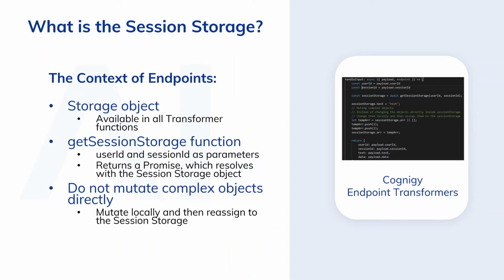The second function that we added is the session storage. And as the name implies, the session storage is a storage object that is available in all transformer functions. The getSessionStorage function uses the user ID and the session ID as parameters, and it returns a promise which resolves with this session storage object. This has the implication that you should not mutate within the session storage directly. Instead, you should mutate locally and then reassign to the session storage.